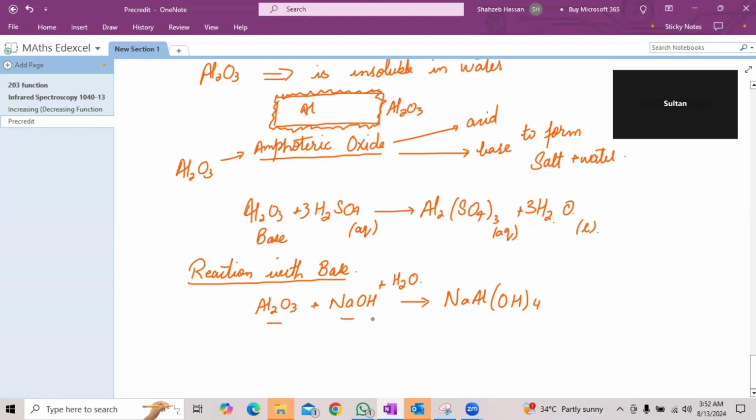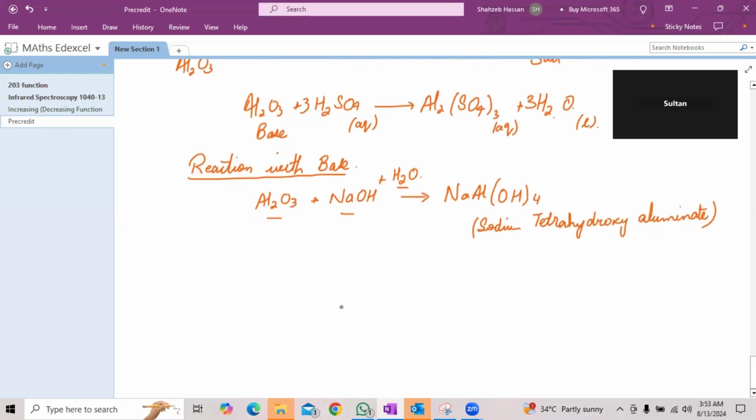Aluminium oxide reacts with sodium hydroxide and water, and they are going to form sodium tetrahydroxyaluminate. Let me just write its name. That is sodium tetrahydroxyaluminate. Is that clear? And its structure would be somehow like this.